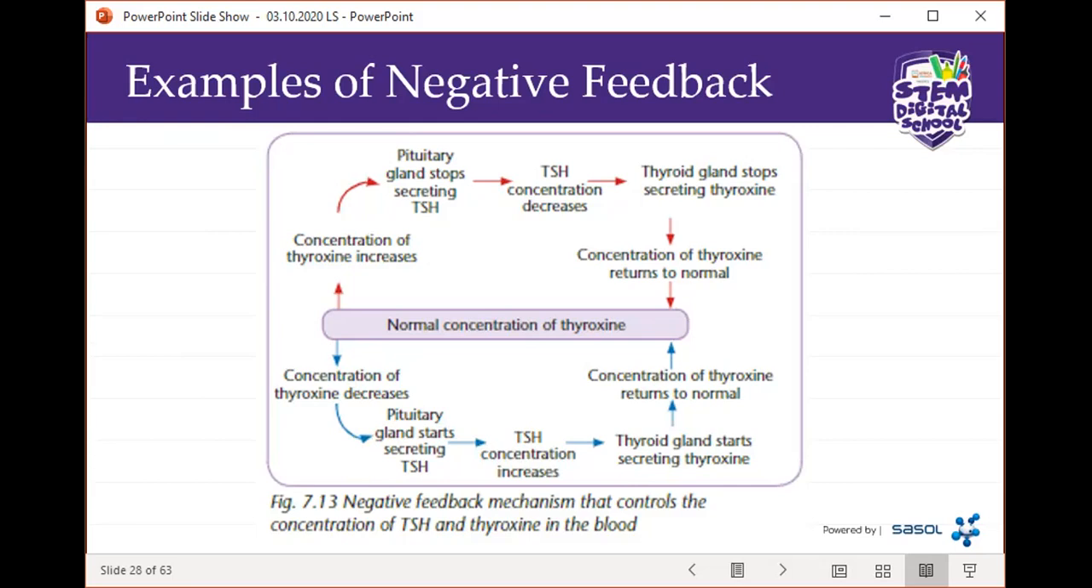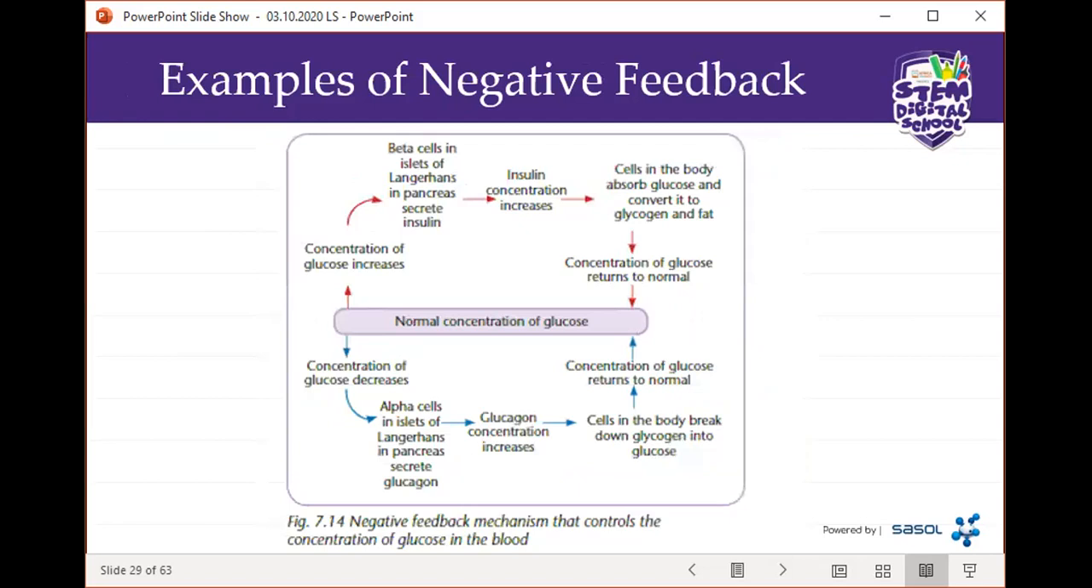Then we can move on to the next example that we have. And in this case, we have glucose. Right, so now we have a normal concentration of glucose. Now let's see what happens when glucose increases and when blood glucose decreases. I believe you guys would remember this from last year.